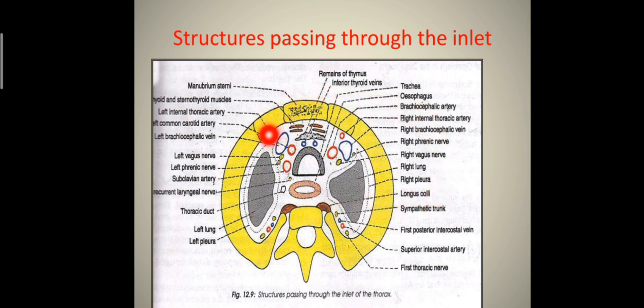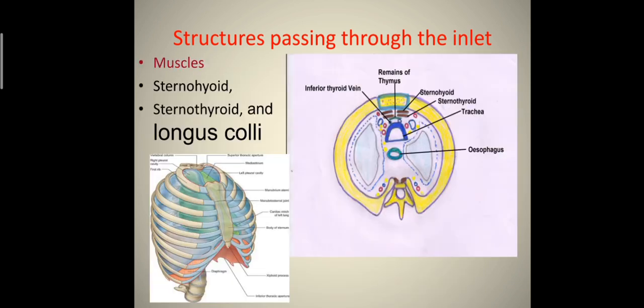These three muscles pass through the thoracic inlet. Now the viscera which pass through the thoracic inlet are the remnant of the thymus gland, trachea, esophagus and apex of the lungs. So these are the four viscera which pass through the inlet of the thorax. Now great blood vessels.